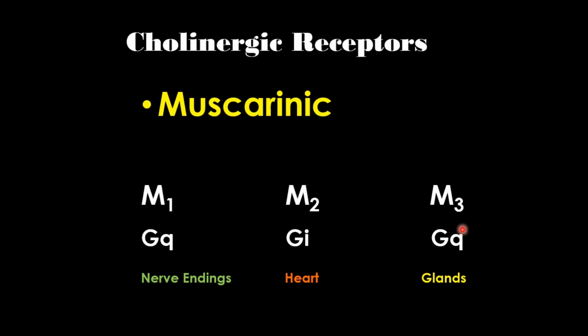Another important point is the location. M1 receptors are present on the nerve endings. M2, in the heart, decreases cyclic AMP, so they prevent the opening of the calcium channels at the pacemaker SA node, so they decrease the heart rate. And M3 are present on glands, working through Gq. They mobilize calcium. Calcium causes exocytosis, so they increase the release of glandular secretions.